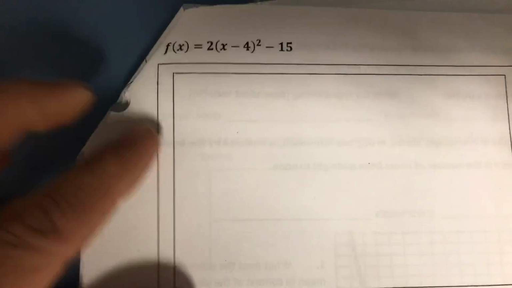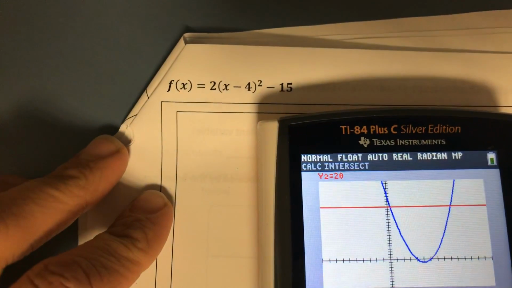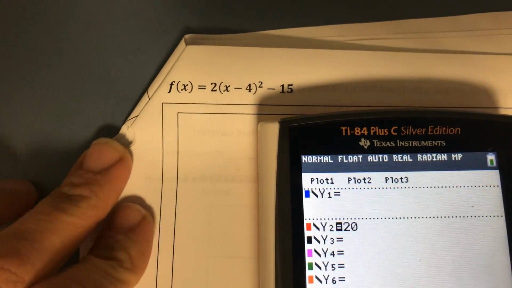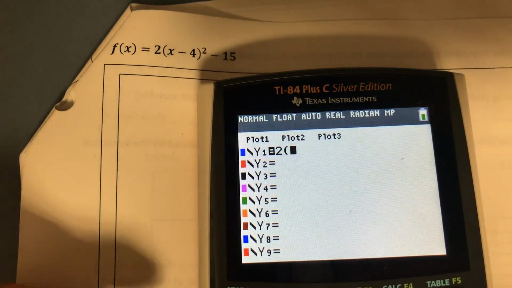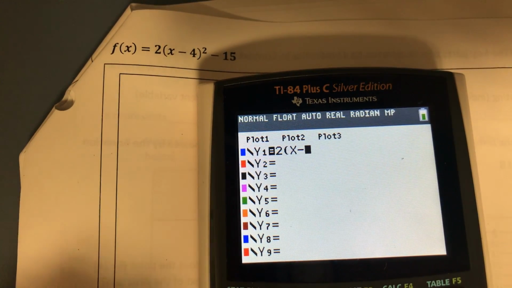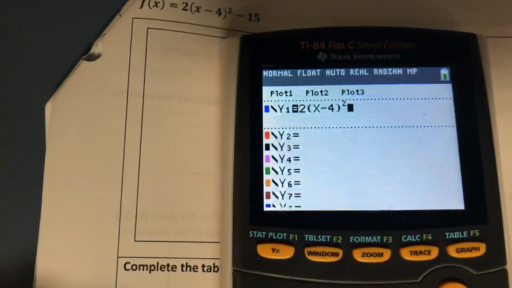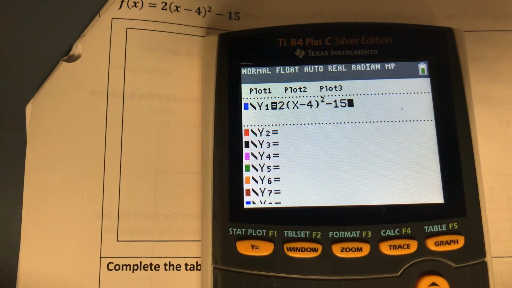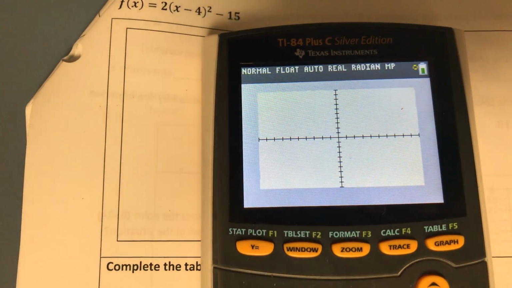So in your calculator, slightly different format, just so you know, this is called vertex form. So I'm going to clear out any equations that I have. And I'm going to put 2, my parentheses, x minus, don't hit -4. The squared button is right here. And then -15. And let's start with zoom 6, and then we'll adjust our window if we need to adjust our window.